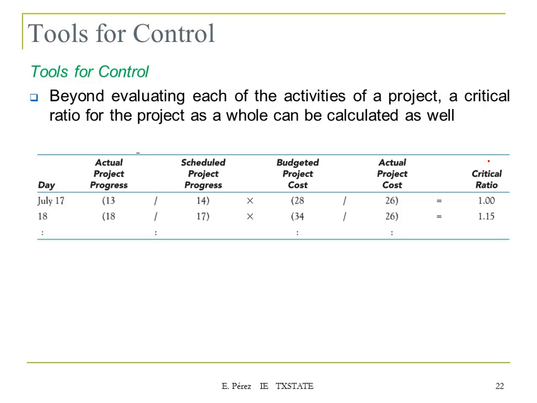Another thing that you can do is to look at those ratios for the whole project, not necessarily by task. You can group or aggregate the information for all the tasks and then compute the ratios. So beyond evaluating each of the activities of the project, the critical ratio for the project as a whole can be calculated as well. And that's what we're showing here. So this is the critical ratio, but this is grouping all the tasks for the project.